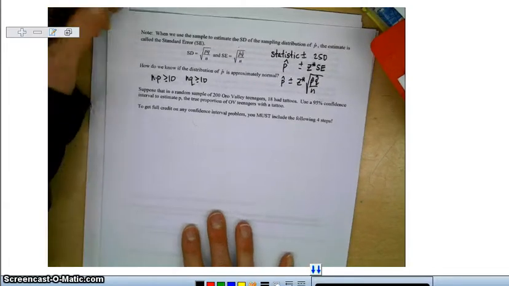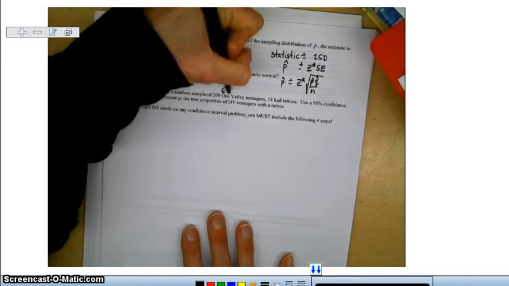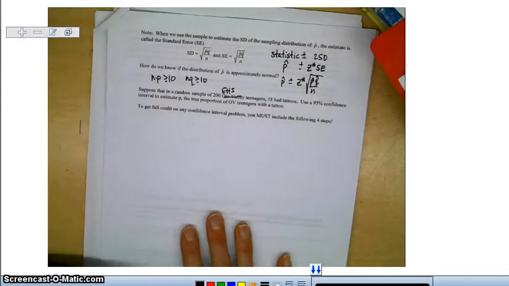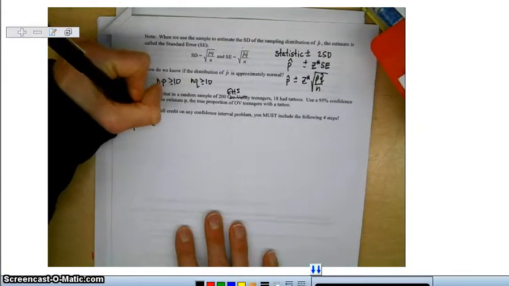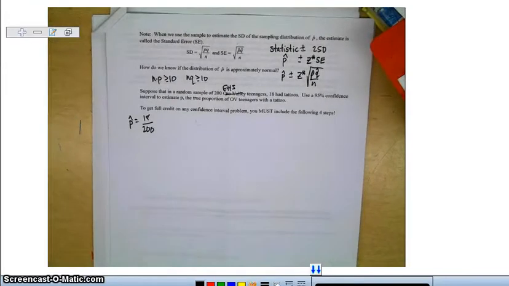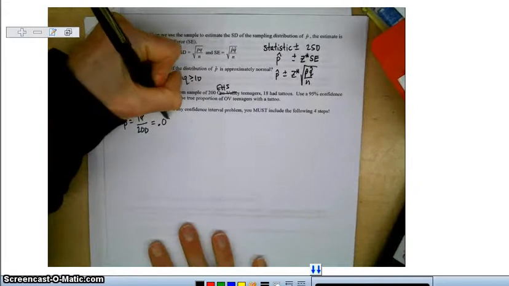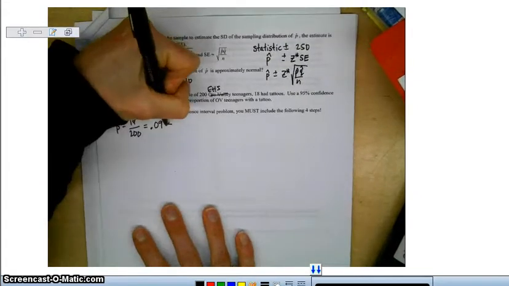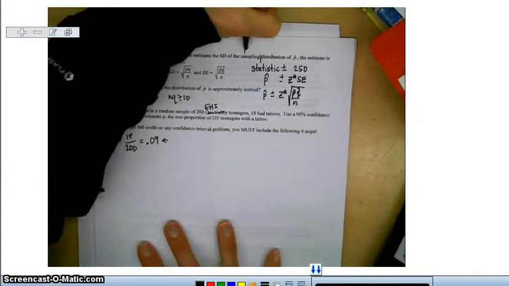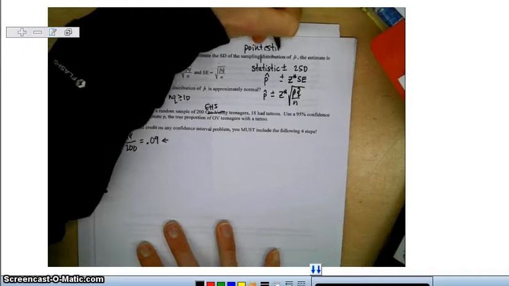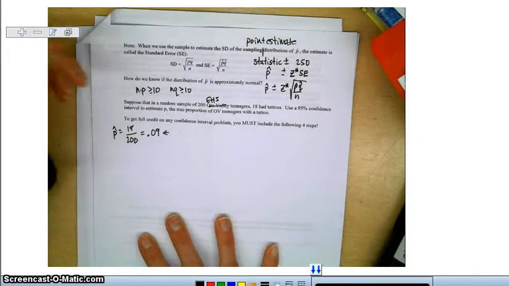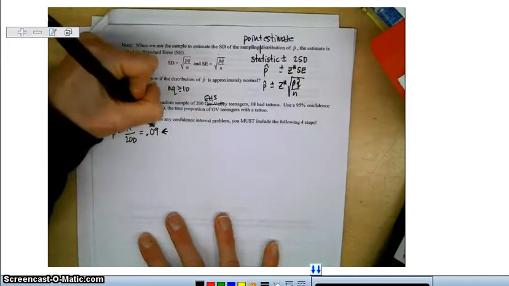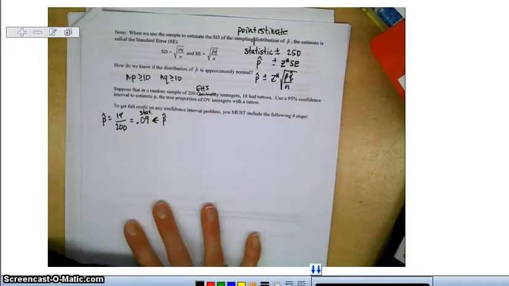So suppose that in a random sample of 200 East High, we'll make it EHS teens, 18 had tattoos. So our p hat is 18 over 200. So 18 over 200, 0.09. So our point estimate, this is our statistic. Another word for the statistic, they call it a point estimate. It's a single estimate of the proportion of teens that have tattoos. So this is our p hat for our confidence interval.